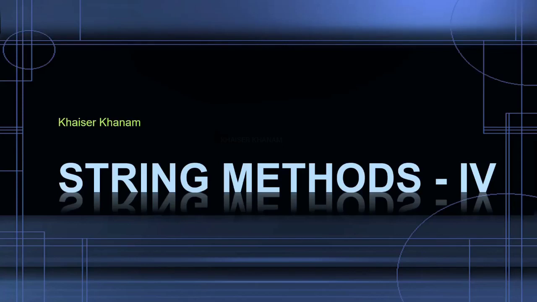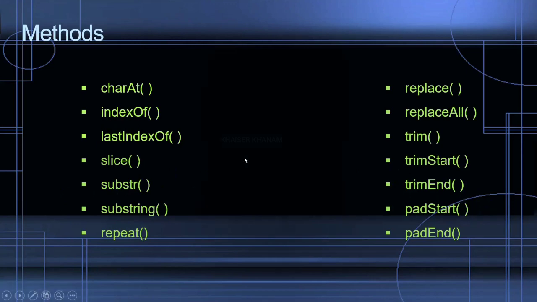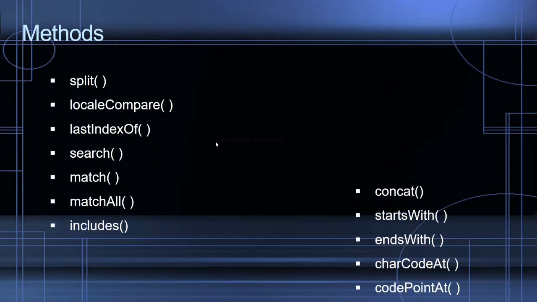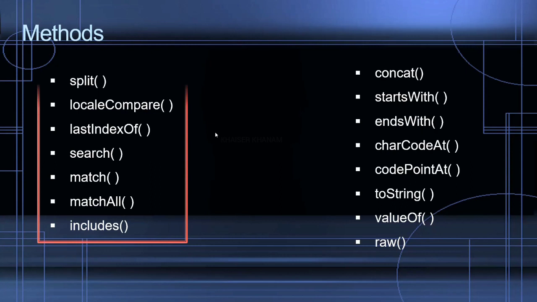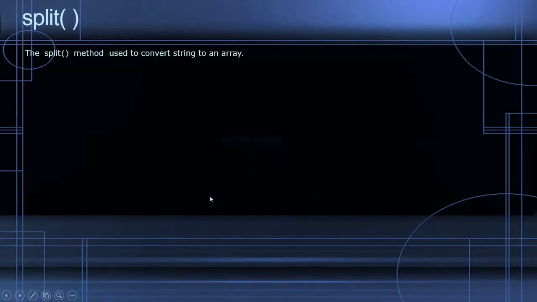This will be our fourth part in string methods. In our previous sessions, we have seen all these methods. Now, in this session, we are going to learn about these 7 methods: split, localeCompare, lastIndexOf (which we have already seen), and we are going to see about search, match, matchAll, and includes. First, let us start with the split method.